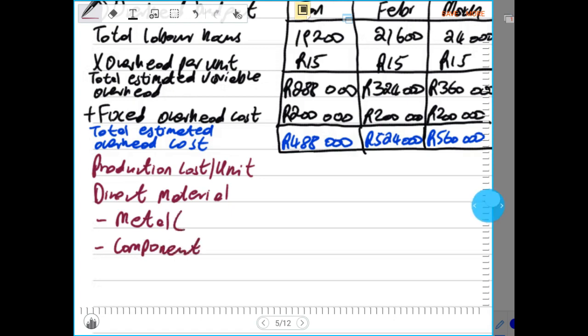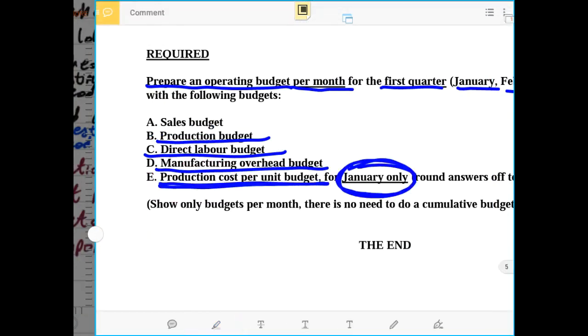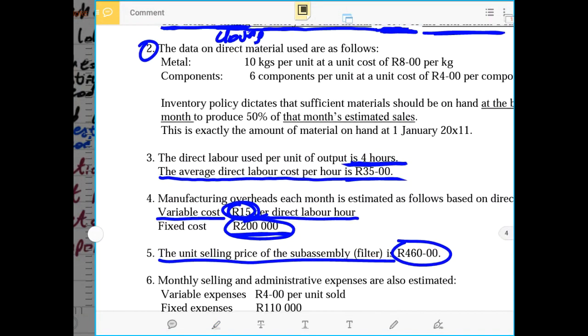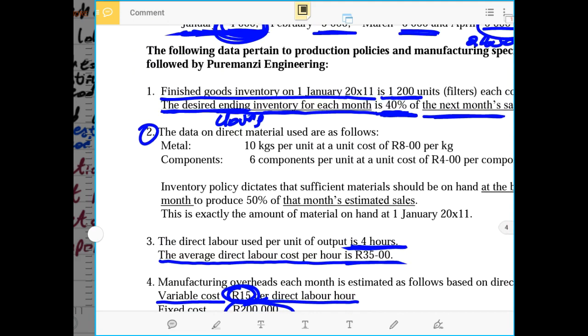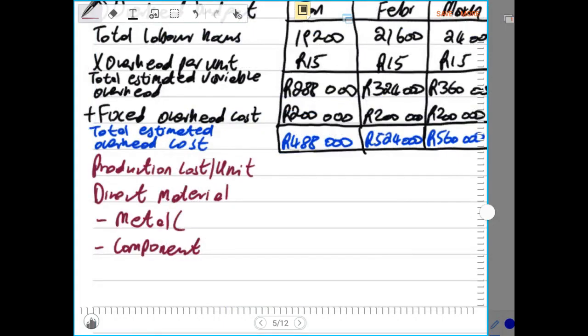So now we are only doing it for one month, which is the month of January. We have to check how many kgs are required for the metal. We need 10 kgs per unit, and those 10 kgs are bought at 8 rand. Therefore we say 10 kg times 8 rand.